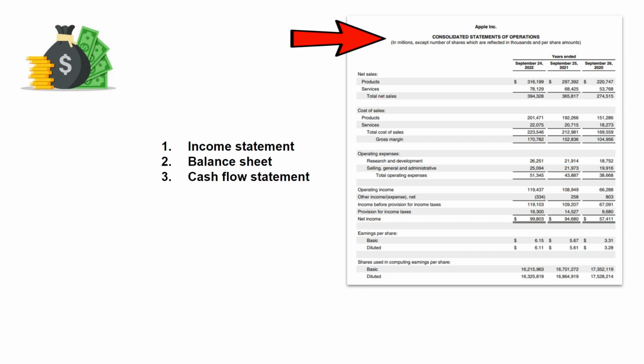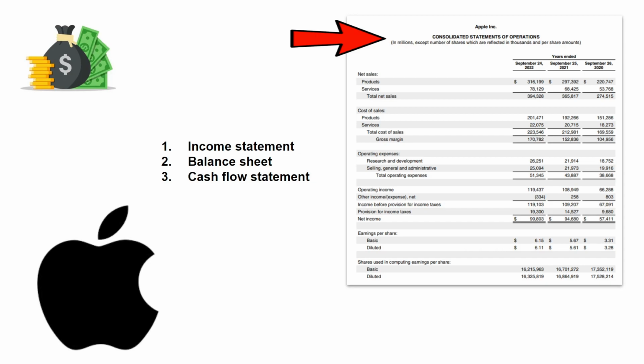Now this video is going to be part 1 of a 3-part series about the basics of reading financial statements. This first video will go over how to read the income statement using Apple's 10K as an example. And the other 2 are going to be about reading the balance sheet and the cash flow statement. So if you're interested in learning more, stay tuned.